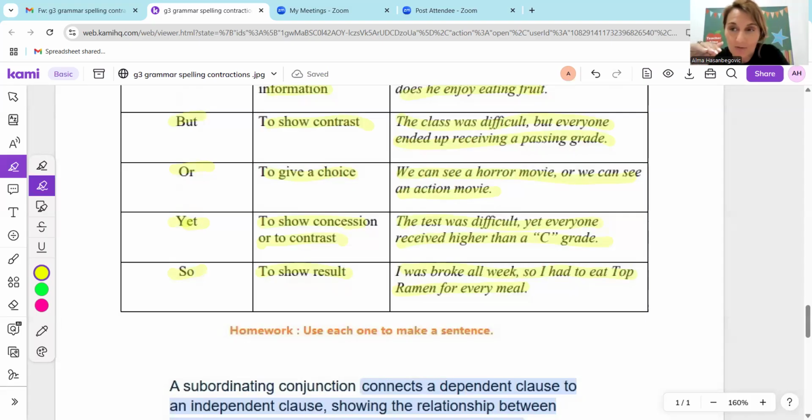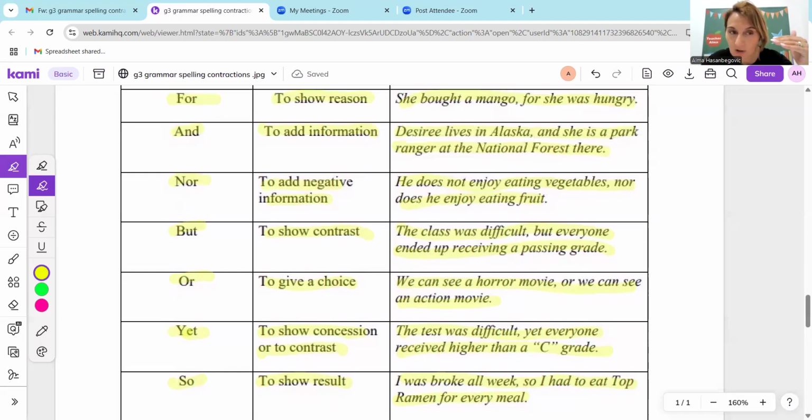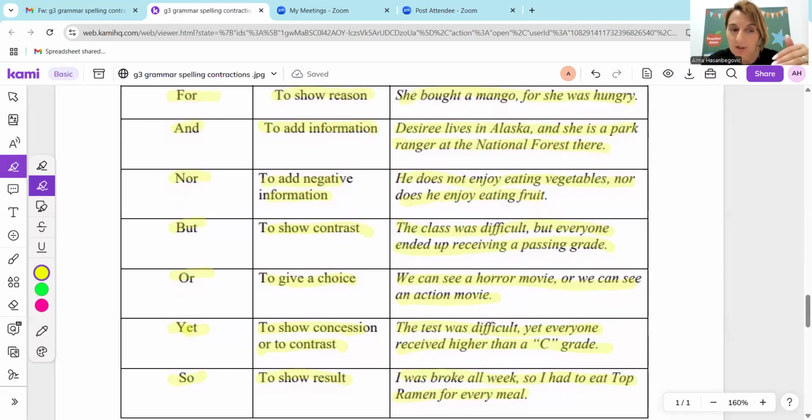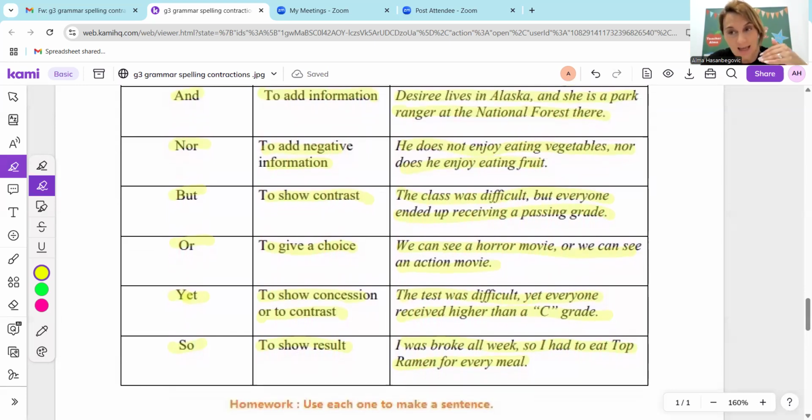So just a very quick reminder, there are 7 coordinating conjunctions in English, and they can be remembered by using an acronym, FANBOYS. Remember, F stands for for, A stands for and, nor, but, or, yet, and so.